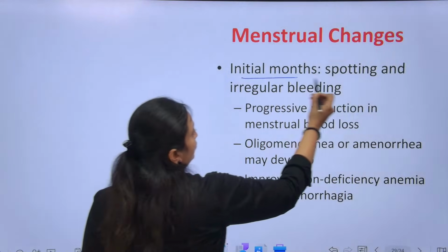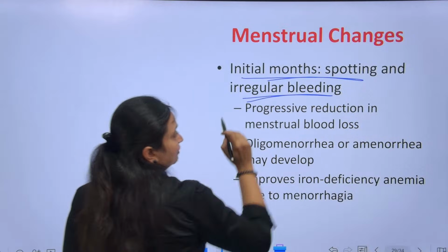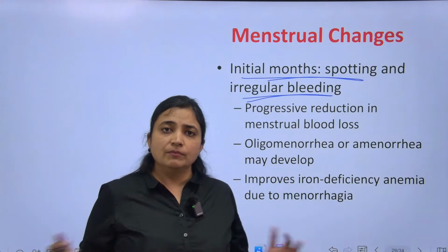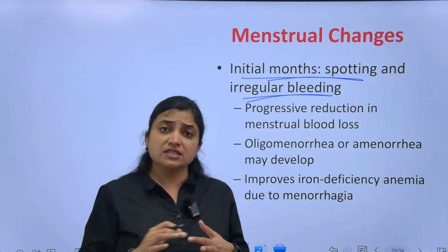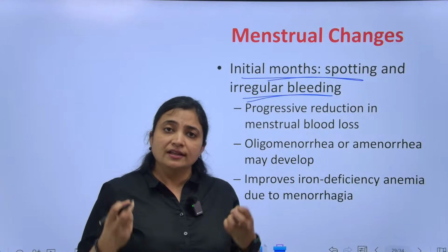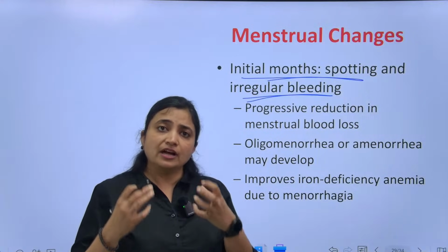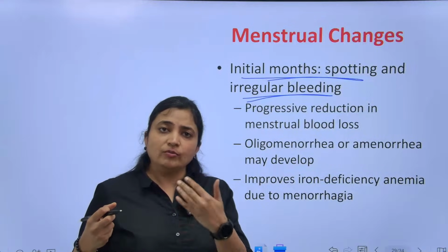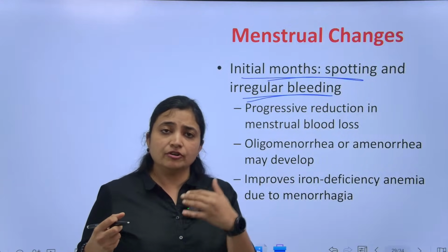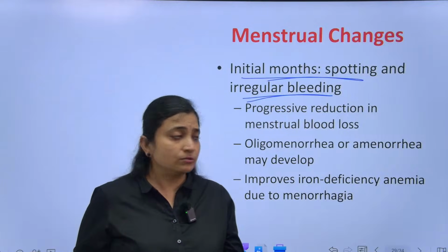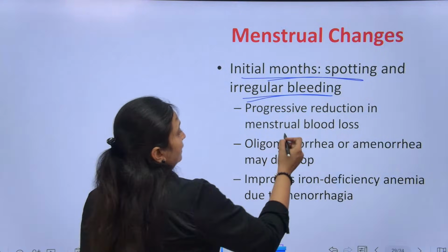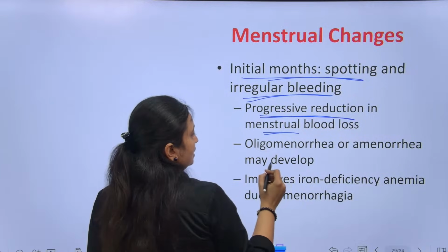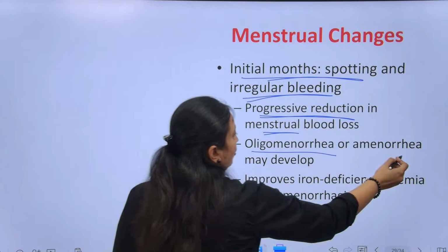Initial months, there is spotting and irregular bleeding. We don't know. It will spot, it will stop. It will bleed, it will stop. Because of the changes on the endometrium, the atrophic changes start, so it becomes very fragile and the endometrium starts shedding irregularly for the first few months, probably 3 to 6 months. Then there is a progressive reduction in the menstrual blood loss and oligomenorrhea or amenorrhea.